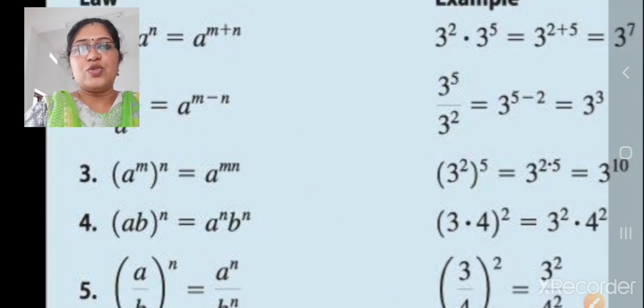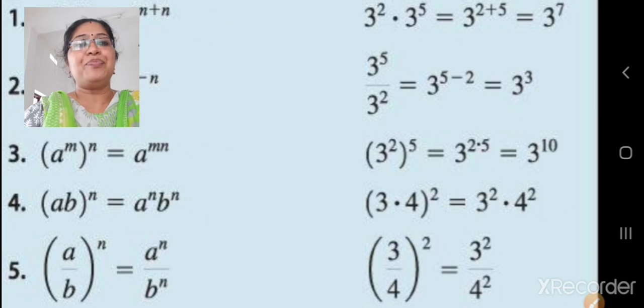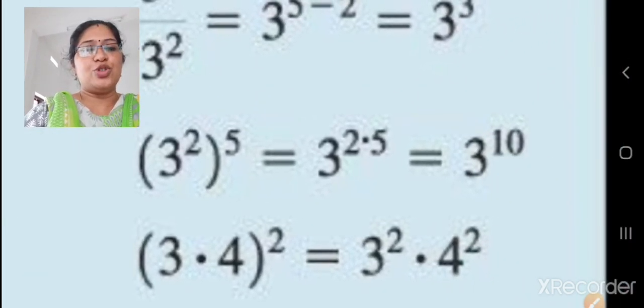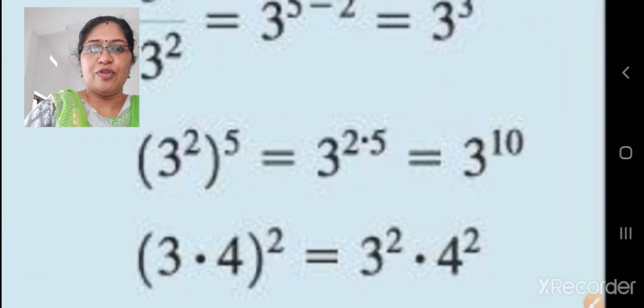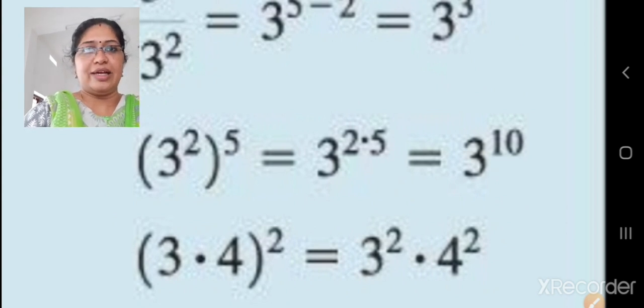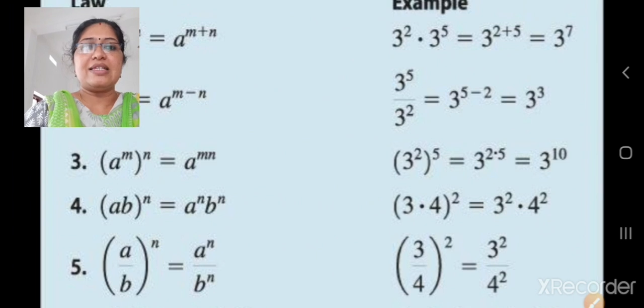Now a raised to m whole raised to n. There it is multiplication. When a bracket is coming, it is multiplication. So a raised to m whole raised to n means a raised to m into n. Let us see the example: 3 raised to 2 whole raised to 5. What will you do? 2 into 5. So you will get 3 raised to 10. This you have learned in class 7.